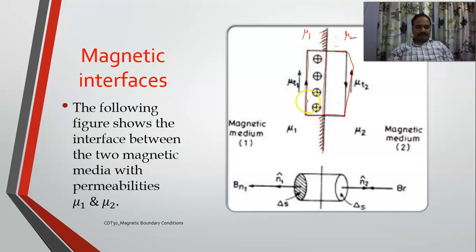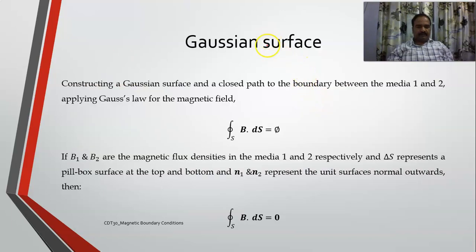Now, first of all, let's take a Gaussian surface. As has already been shown, I'm considering a closed path which is on the boundary between media 1 and 2. If I apply Gauss law for the magnetic field, you know that the surface integral of the flux density vector is equal to the flux which is enclosed by that area.